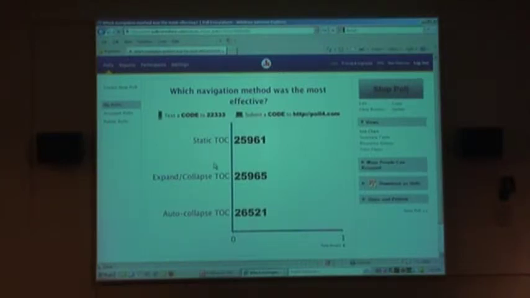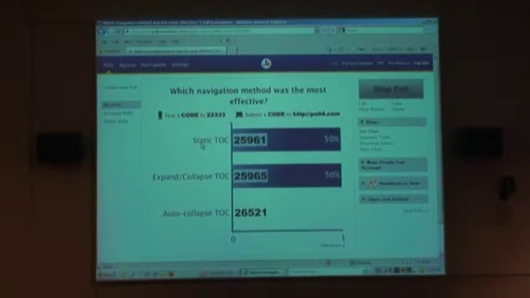Right, right. Okay, so here's the way this works. Those are the three conditions: static TOC, expand collapse TOC, and auto collapse TOC. If you're using text messaging, you want to send your text message to that number, 22333, and then the content of the text message is either that number if you want the static TOC, that number for the expand collapse, or that number for the auto collapse. Does everybody understand? Or if you would prefer, you can also go to that website, poll4.com.